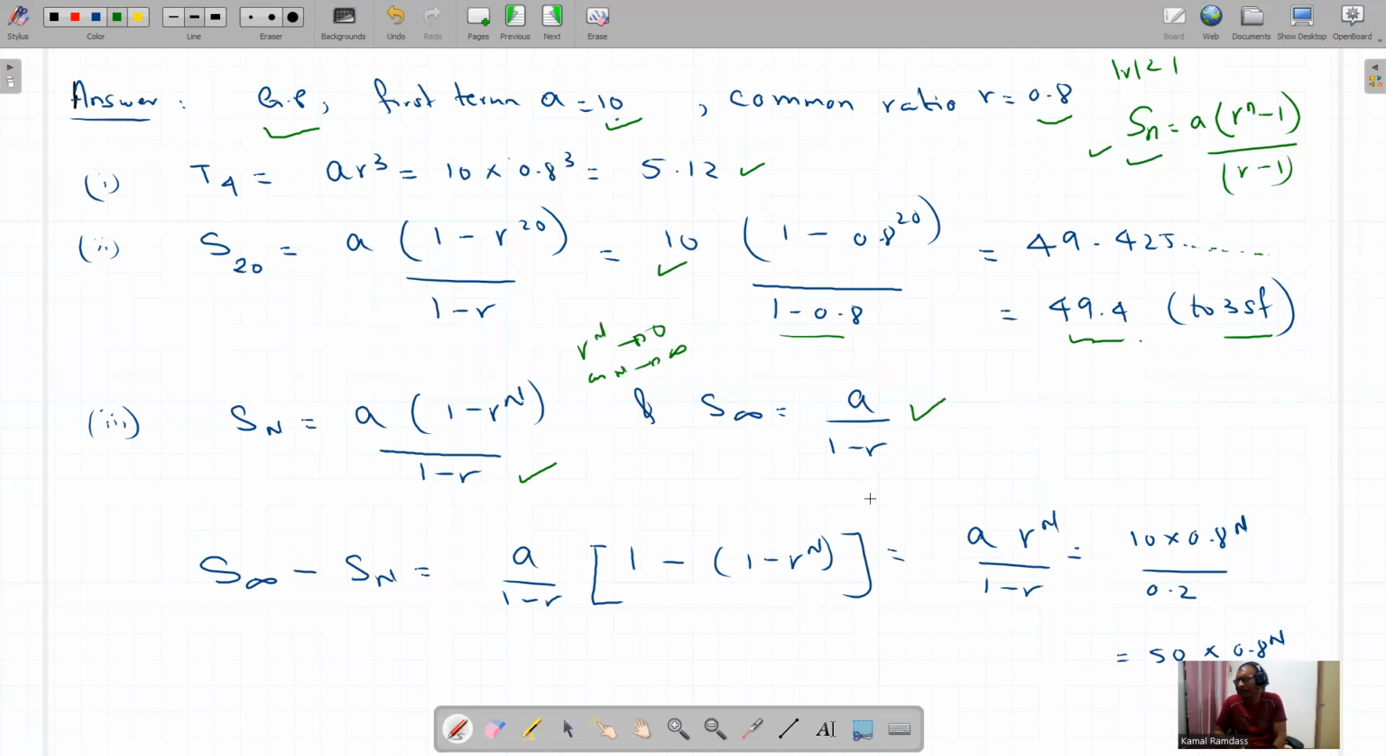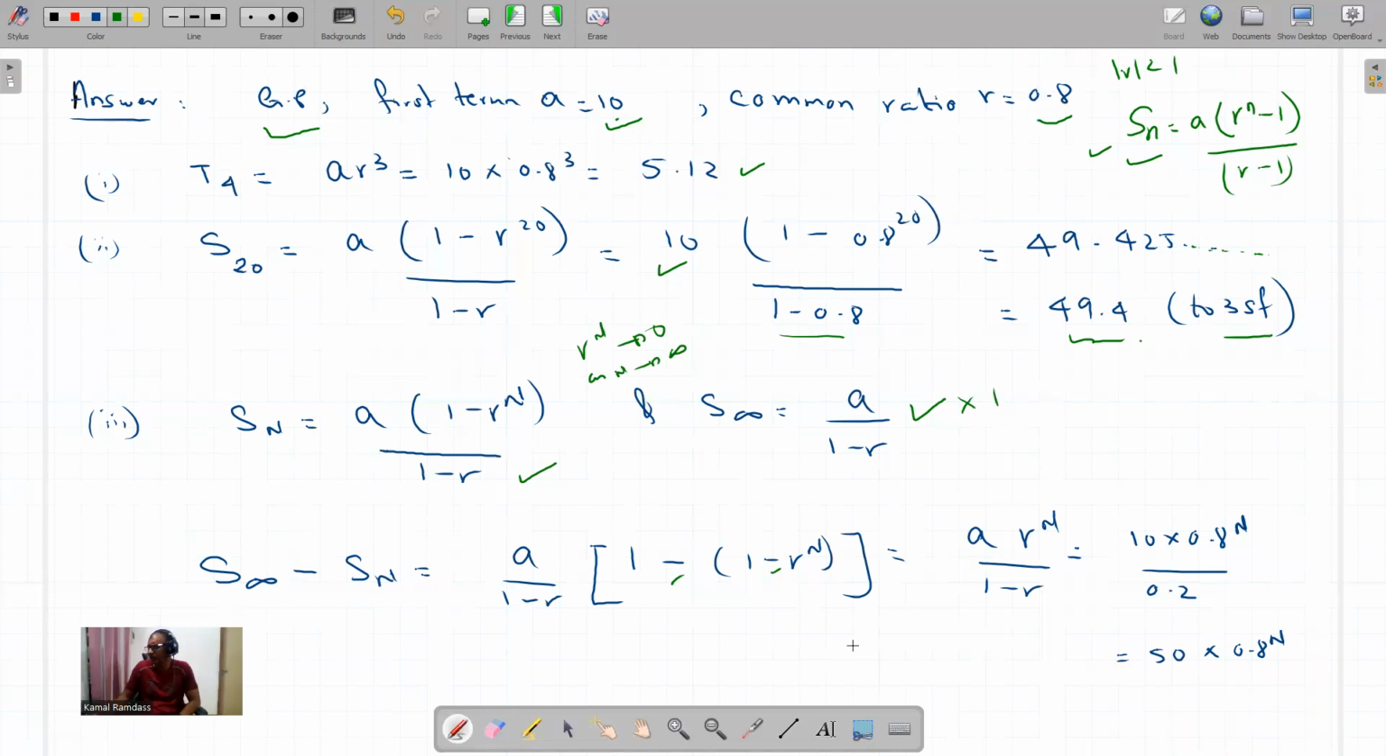OK? And I take S infinity, I subtract S of n. A over 1 minus R is common. And inside the bracket we get 1 minus R to the power of n. 1 minus 1 gives 0, and minus times minus gives plus. So I get R to the power of n times A divided by 1 minus R.